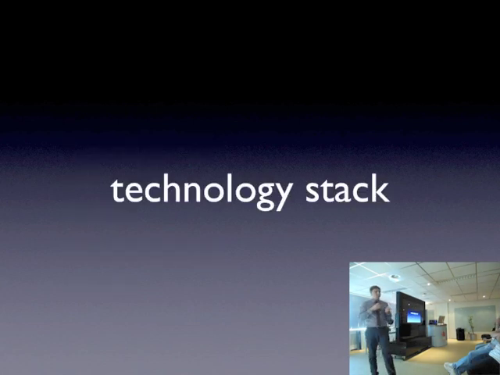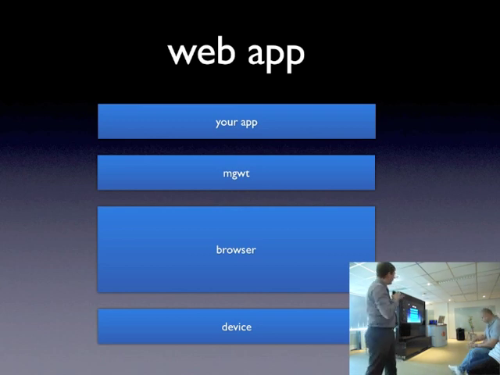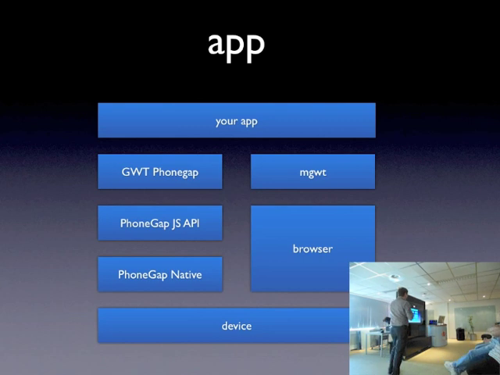Let's talk a little bit about the technology stack involved, because this is quite a lot of parts. If you want to write a web app with this approach, you're going to have the device, you're going to have the browser. On top of that, you're going to have mgwt for great-looking UI, and a little bit of your code to have your functionality in it. If you want to write an app, the right part stays exactly the same. On the left, we get PhoneGap, the project, as a container. And we get gwt-phonegap for connectivity as well.